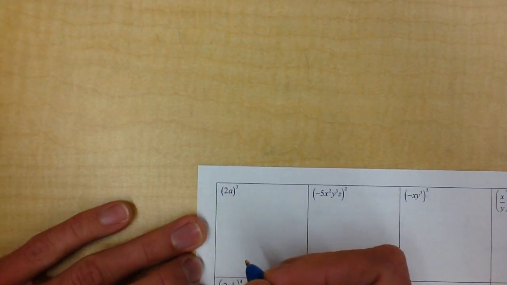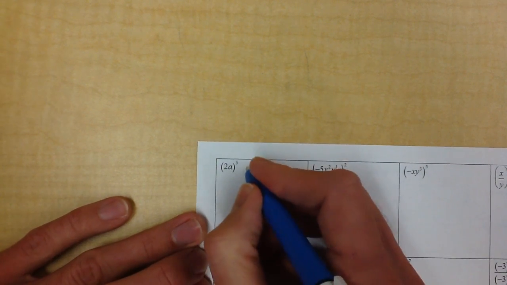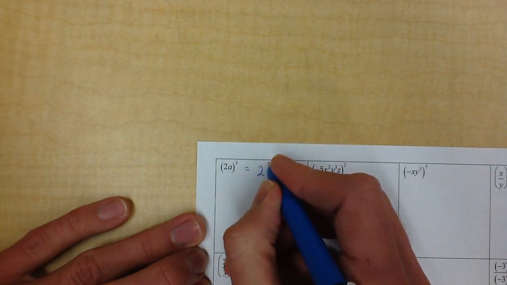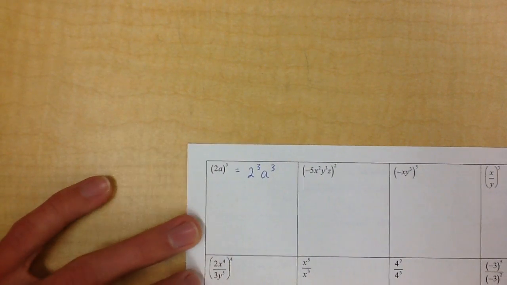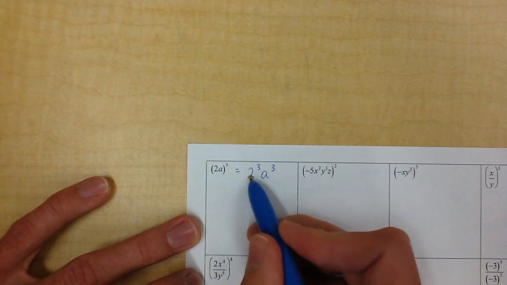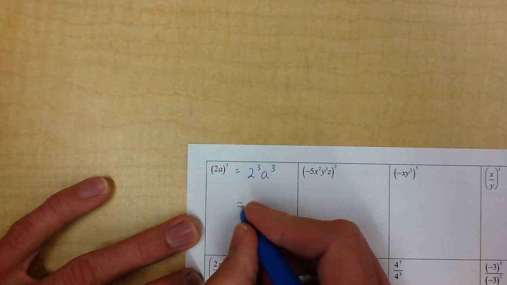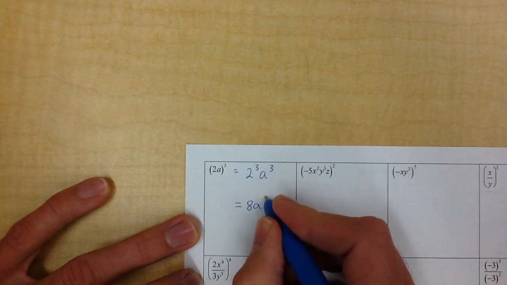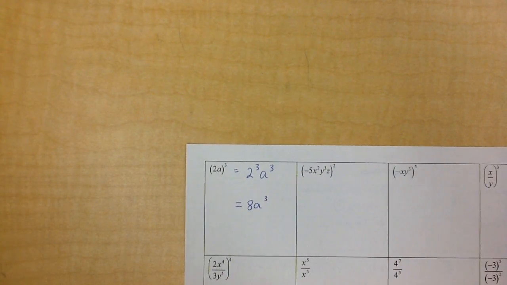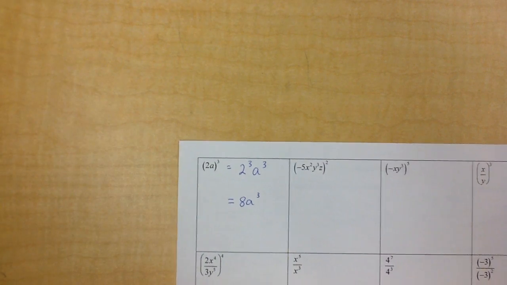We have 2a to the third power, which means we really have 2 to the third power and a to the third power. And we'd love to stop there, but let's be realistic. We know what 2 to the third power is. 2 to the third power is 8. 8a cubed. All right, let's keep going.